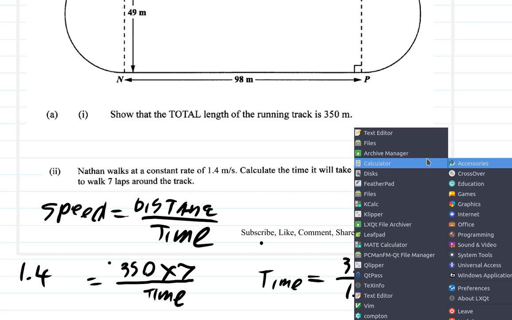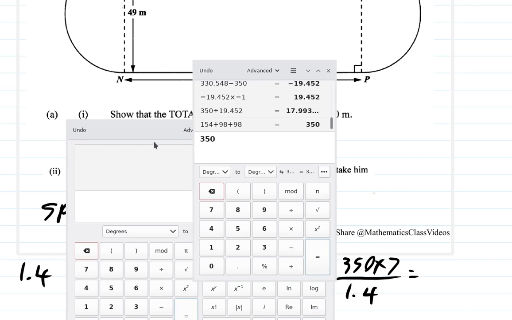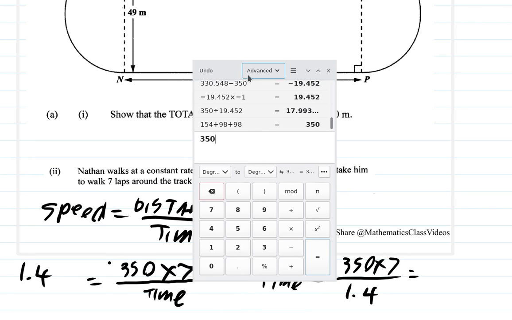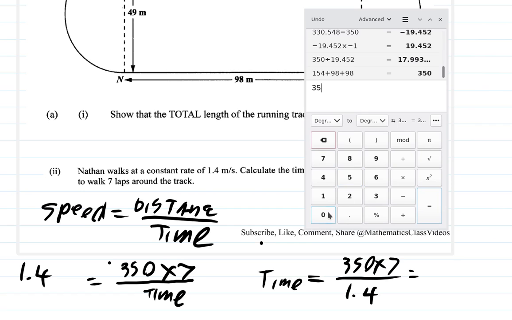So, ready for our calculator. So what you have here is 350 times 7 equals 2,450 meters, divided by 1.4 equals 1750. So that would be a time of 1750 seconds.